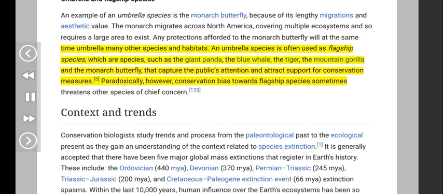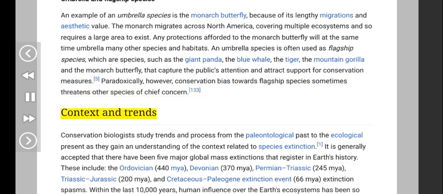An umbrella species is often used as a flagship species, which are species, such as the giant panda, the blue whale, the tiger, the mountain gorilla and the monarch butterfly, that capture the public's attention and attract support for conservation measures. Paradoxically, however, conservation bias towards flagship species sometimes threatens other species of chief concern.